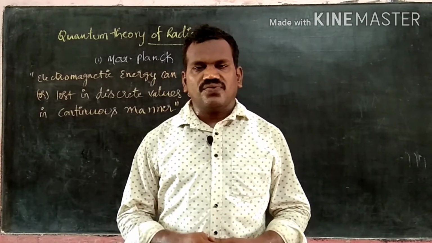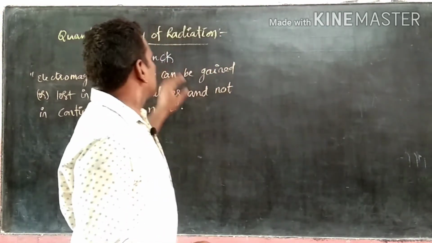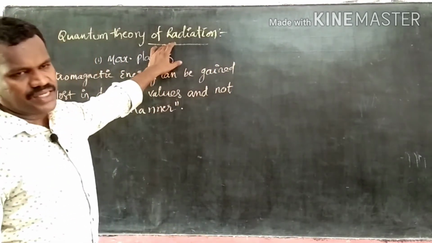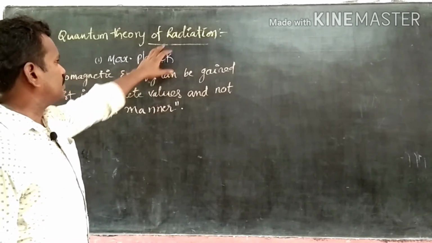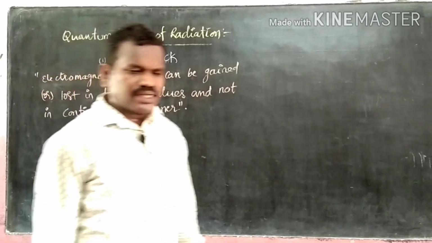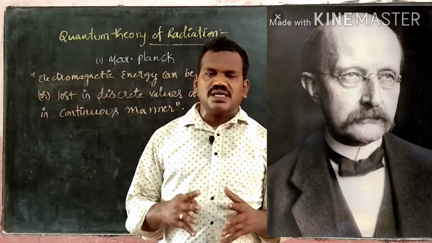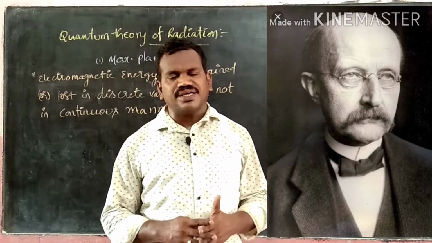The reason for that constant energy was explained by the quantum theory of radiation. This quantum theory of radiation was proposed by Max Planck. Max Planck studied black body radiation, which means he studied the properties of black body radiation.